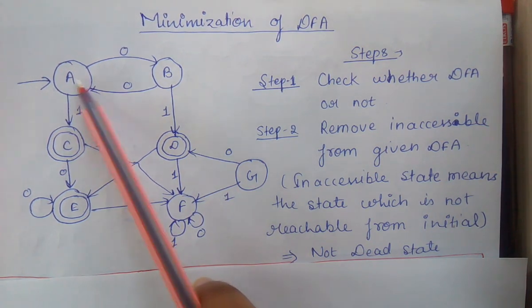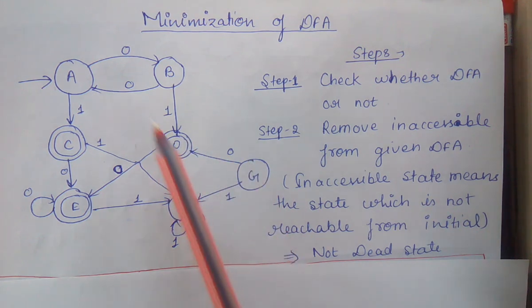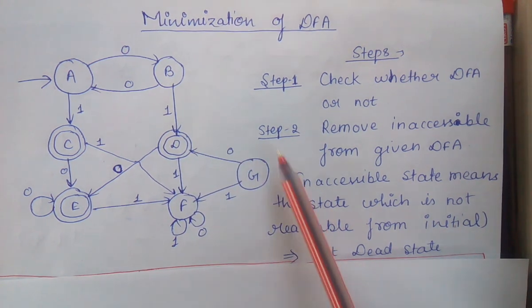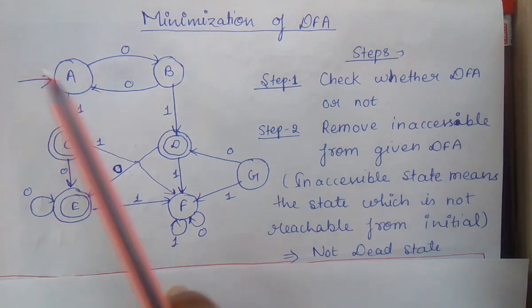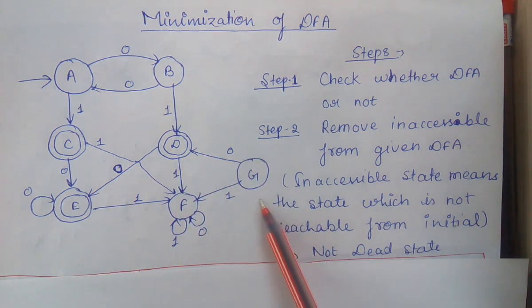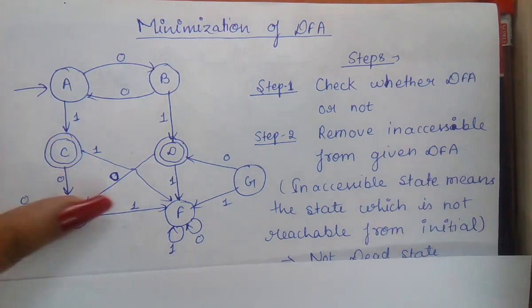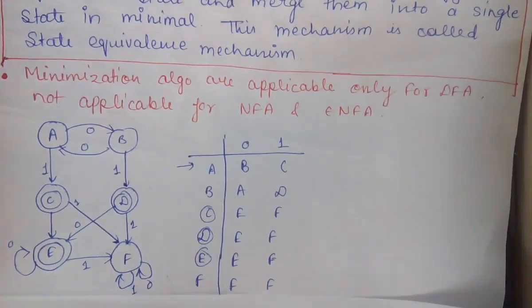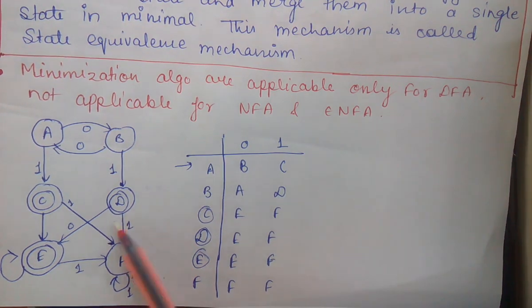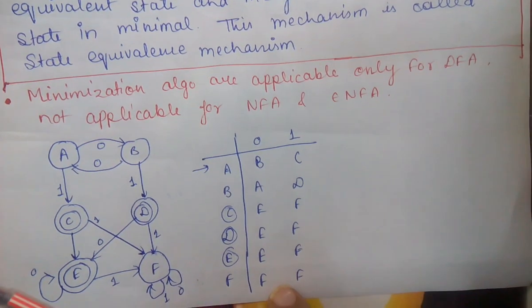Firstly we come from A to B, then B to D, but the arrow is towards D, not towards G, so we cannot go from B to G. So we cannot reach G from A via any transition. This means G is an inaccessible state. So for minimization of DFA, we remove the inaccessible state from this DFA. We have removed the state G and we will perform the minimization on this DFA only.